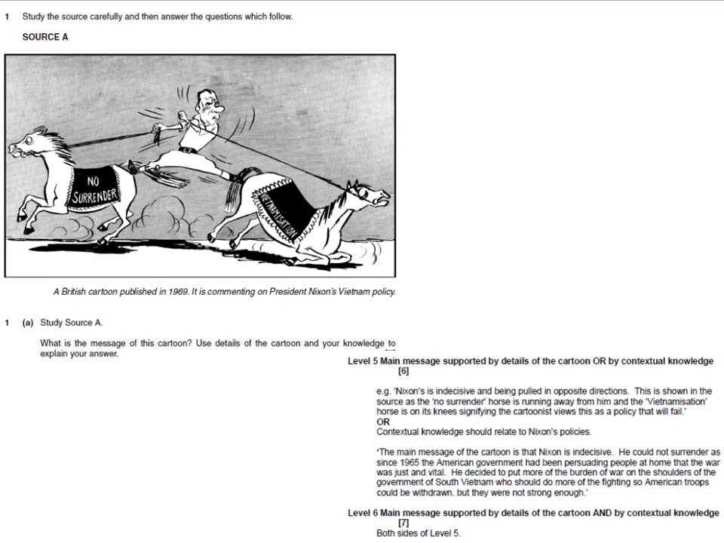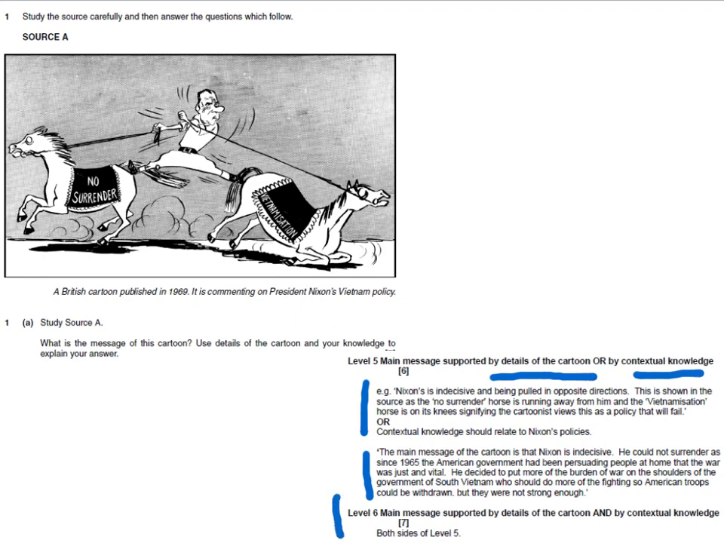Okay, now this first question deals with this source on Vietnamisation. We can see down here from the mark scheme that there are two things that you're after: the main message supported by details of the cartoon or by contextual knowledge. So either things that are in the cartoon or knowledge that you know. And then to get up to the top level, you've got to do both of those things.